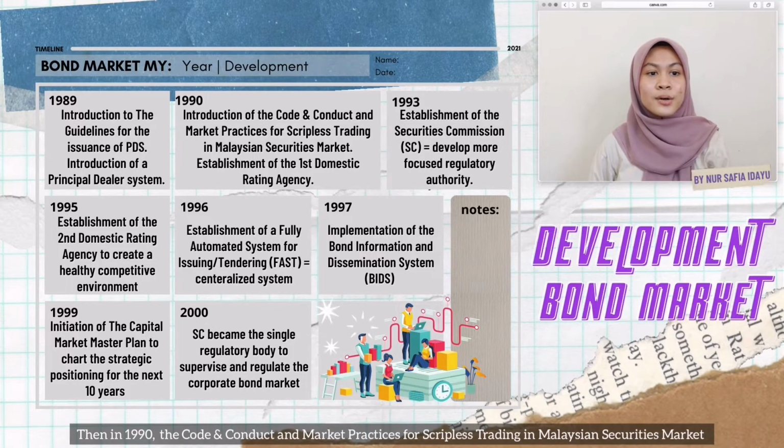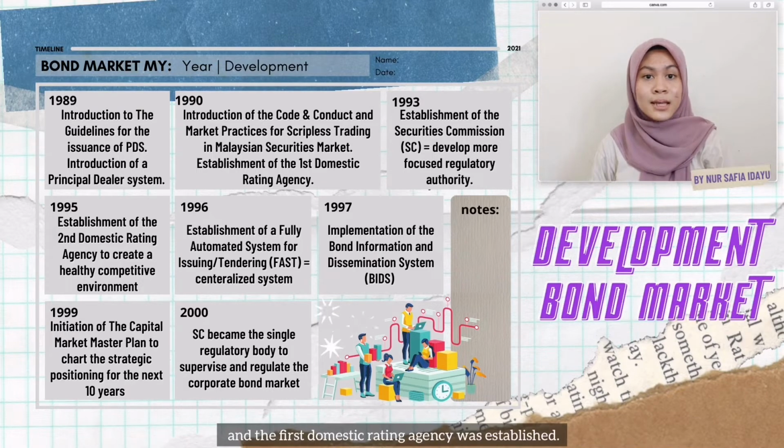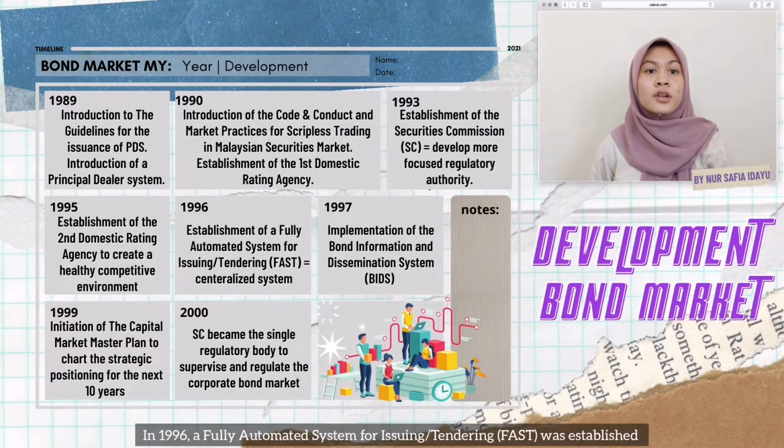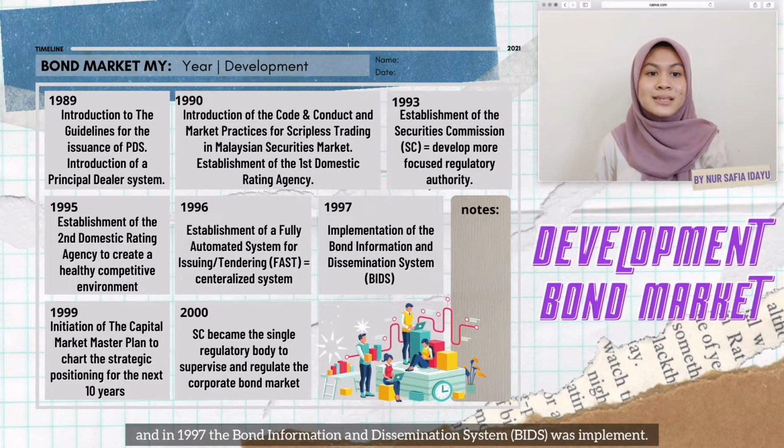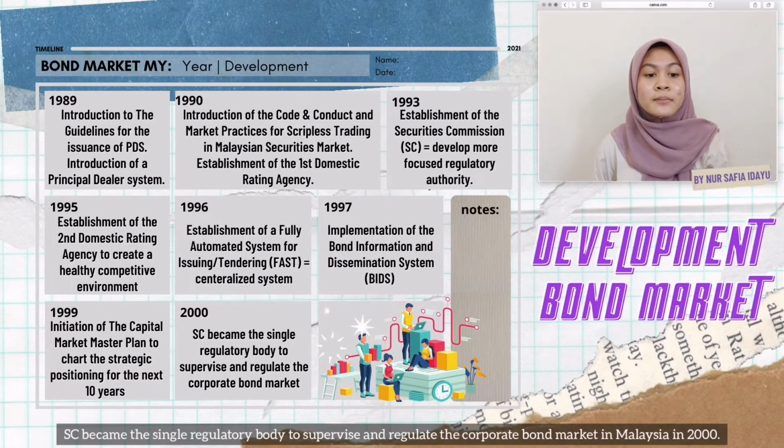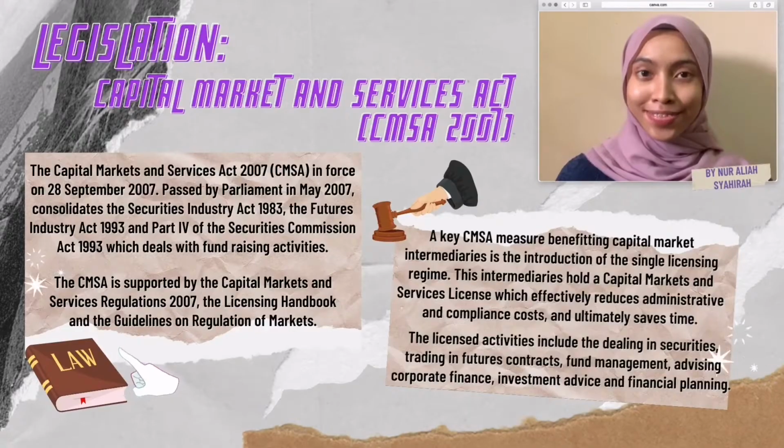Then, in 1990, the Code of Conduct and Market Practice for Scriptless Trading in the Malaysian Securities Market was introduced and the first domestic rating agency was established. In 1996, a fully automated system for issuing and tendering funds was established. In 1997, the Bond Information and Dissemination System (BIDS) was implemented. The Securities Commission became the single regulatory body to supervise and regulate the corporate bond market in Malaysia in 2000.